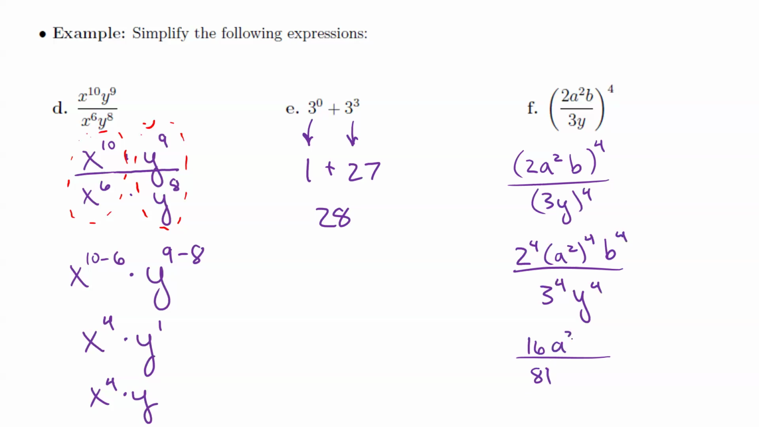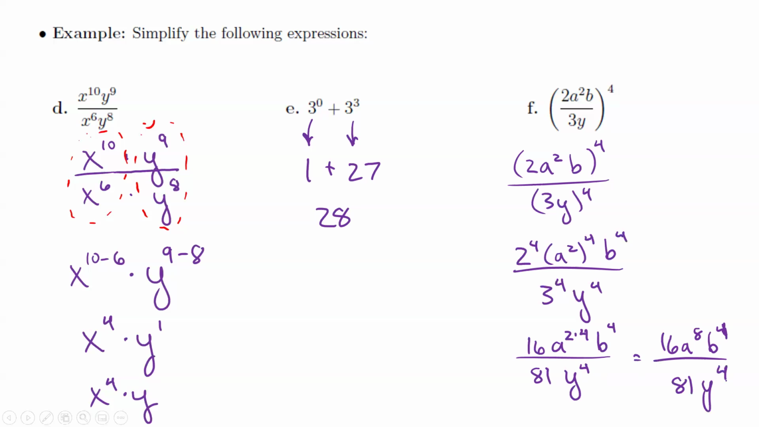And then I'm going to multiply the 2 and the 4 to give a final answer of 16 a to the 8th b to the 4th all over 81 y to the 4th.